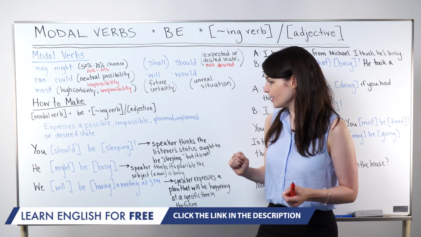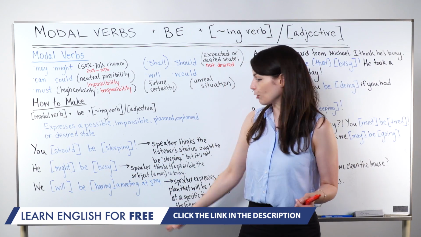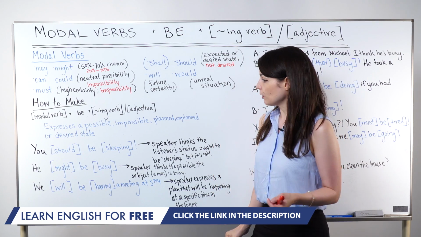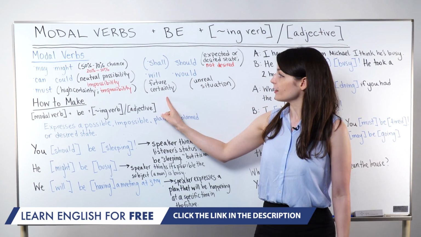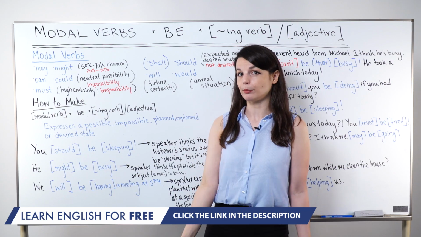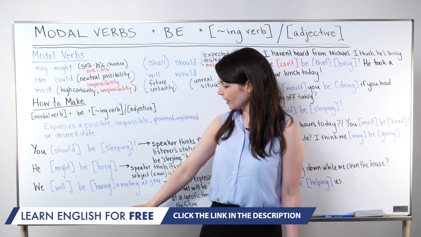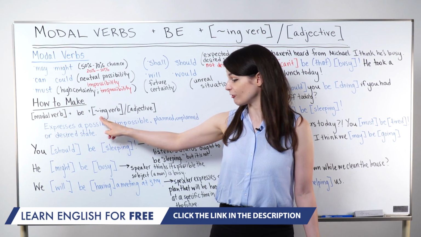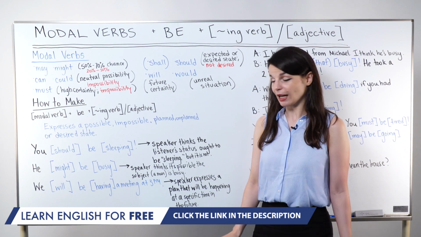Let's move on to the next example. We will be having a meeting at 3 p.m. So here we've used will. Will expresses future certainty, so we know that something is going to happen. We can use the modal verb will to describe that. In this case, I have having. So the verb have in the ing form, having. In this case, we will be having a meeting at 3 p.m.